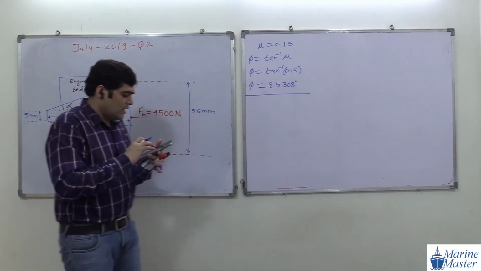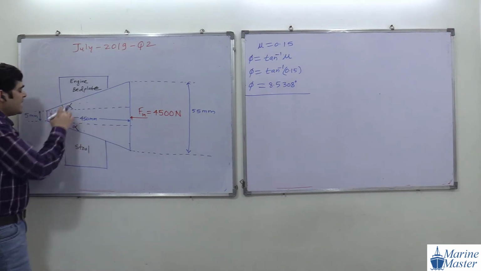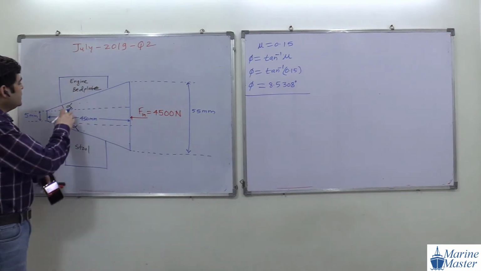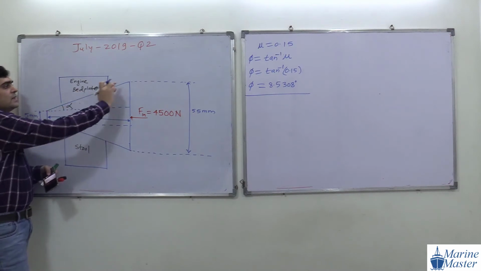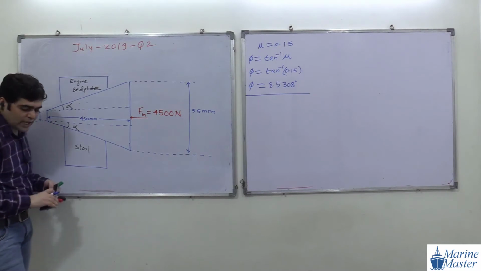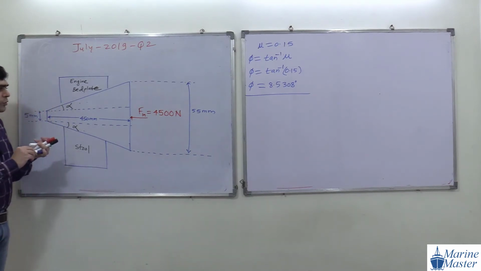Then, guys, to solve the question further, we need this angle alpha. This is the angle of this wedge, the taper angle, alpha. How do we calculate this alpha? For calculating this alpha, try to see the scenario.